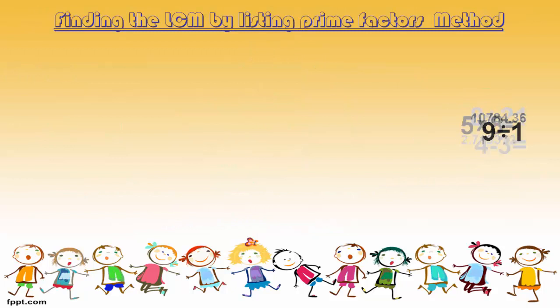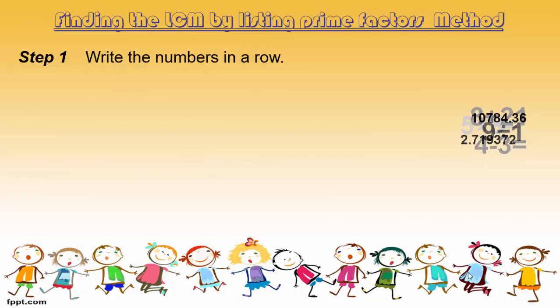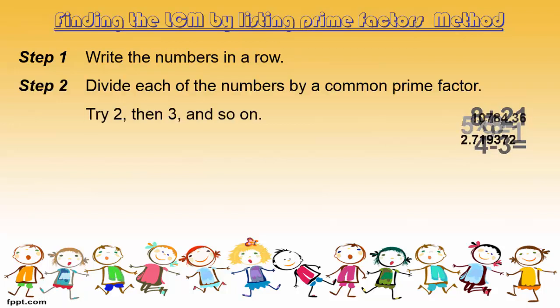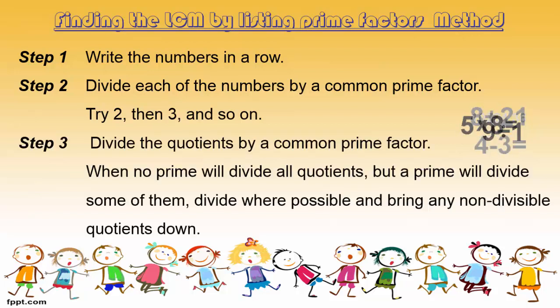Finding the least common multiple by the dividing by prime factors method. Step 1, write the numbers in a row. Step 2, divide each of the numbers by a common prime factor. Try 2 first, then 3, and so on.